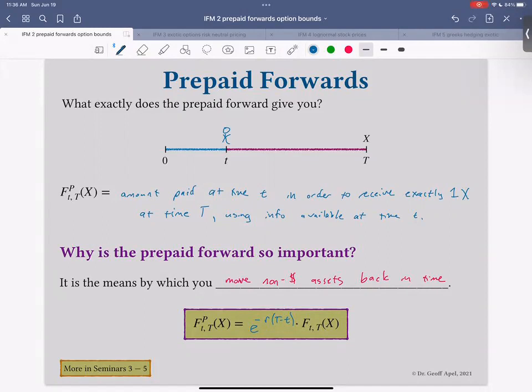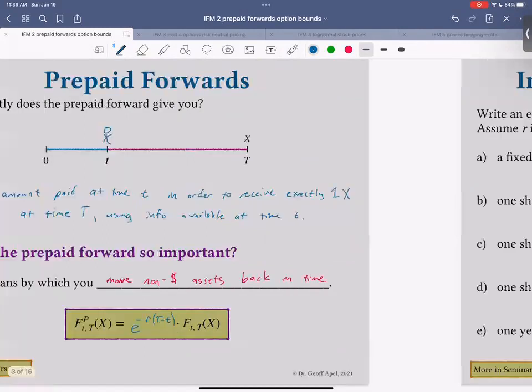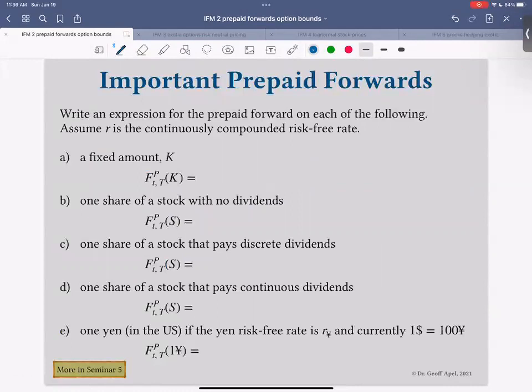Okay. Now let's look at a couple of prepaid forwards that are going to come up today, and then we'll see some more examples in seminar 4 and 5 especially, where we're going to have some more interesting things that we do this with too. But again, it's just this way that we move things back in time if they're not money. So if it is a fixed dollar amount, great, then I can just move it back with interest, because basically the prepaid forward asks, how much should I spend now in order to get that later? And we're like, oh yeah, K e to the negative r times time.